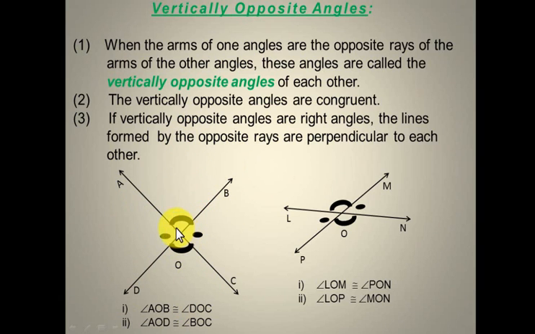And if it is a right angle, if you think about line AC, OB is the bisector, and is perpendicular. Hence, see, DB, OC is perpendicular. If we talk about AC, OD is also perpendicular. So the opposite rays are perpendicular to each other. Same way, LOM, MON: LOP is congruent to MON, and LOM is congruent to PON. This way they are vertically opposite angles.